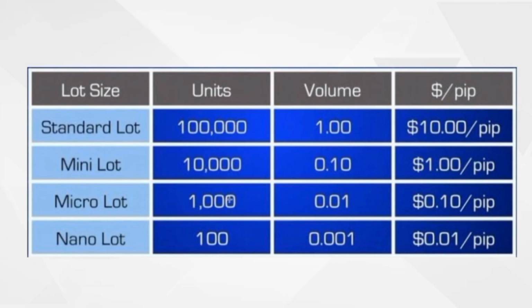Just use this chart to have an understanding. Most brokers do not use nano lot, so we might not really talk about it. The micro lot size, which is 0.001, means that per pip you'll be making 1 cent. Then for the mini lot size, which is 0.10, for each pip you'll be making $1. Then for the standard lot size, which is 1, per pip you'll be making $10. So that's just how it is.